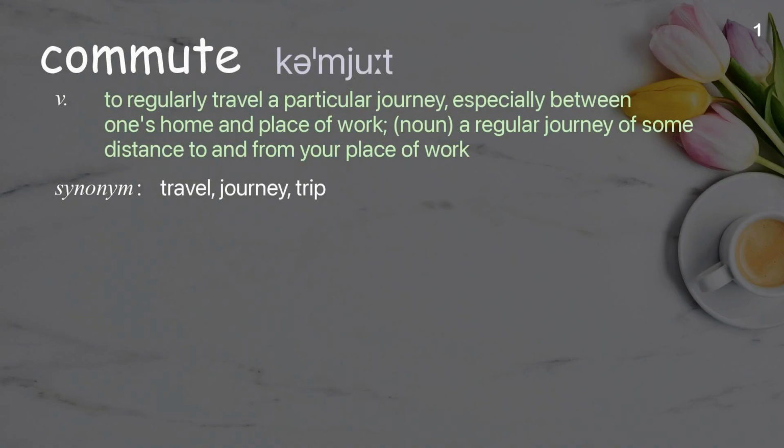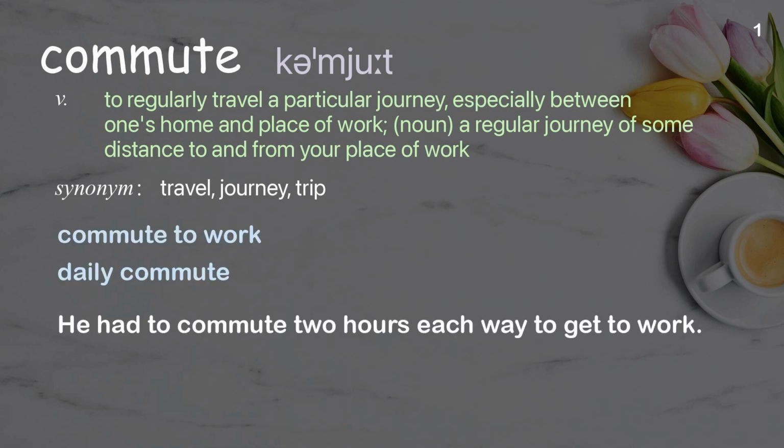Commute. Verb: to regularly travel a particular journey, especially between one's home and place of work. Noun: a regular journey of some distance to and from your place of work. Examples: Commute to work. Daily commute. He had to commute 2 hours each way to get to work.